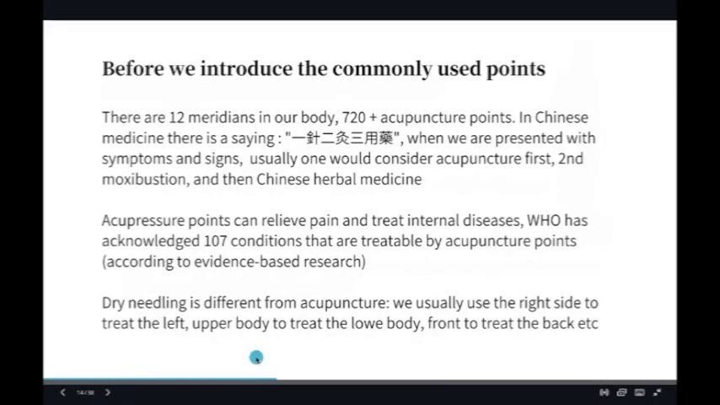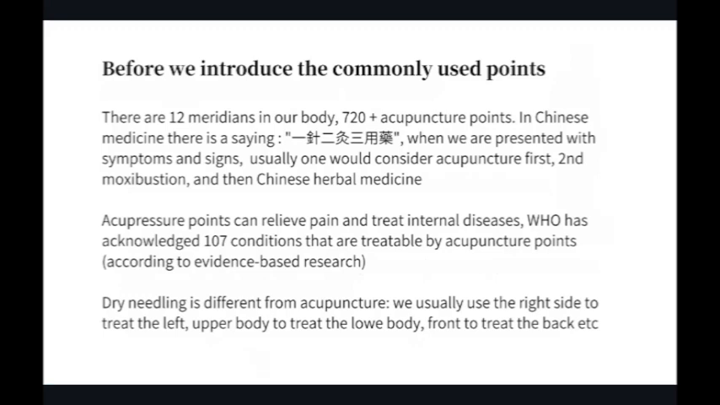Okay. And before we introduce the commonly used points, we usually consider acupuncture first. There's an ancient saying, 一针二灸三用药. So when a patient comes in with a condition, we usually consider acupuncture first, and then moxibustion, and then Chinese herbal medicine. And the WHO has already acknowledged 107 conditions. We can probably treat more than 107 conditions, but these are the evidence-based research that's been done to support that these conditions are treatable by acupressure.